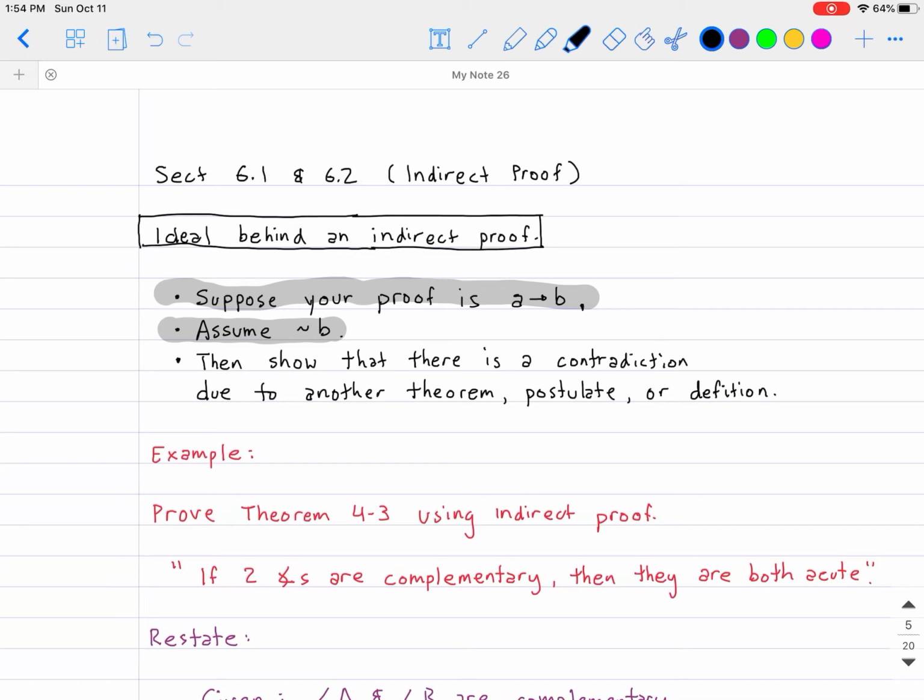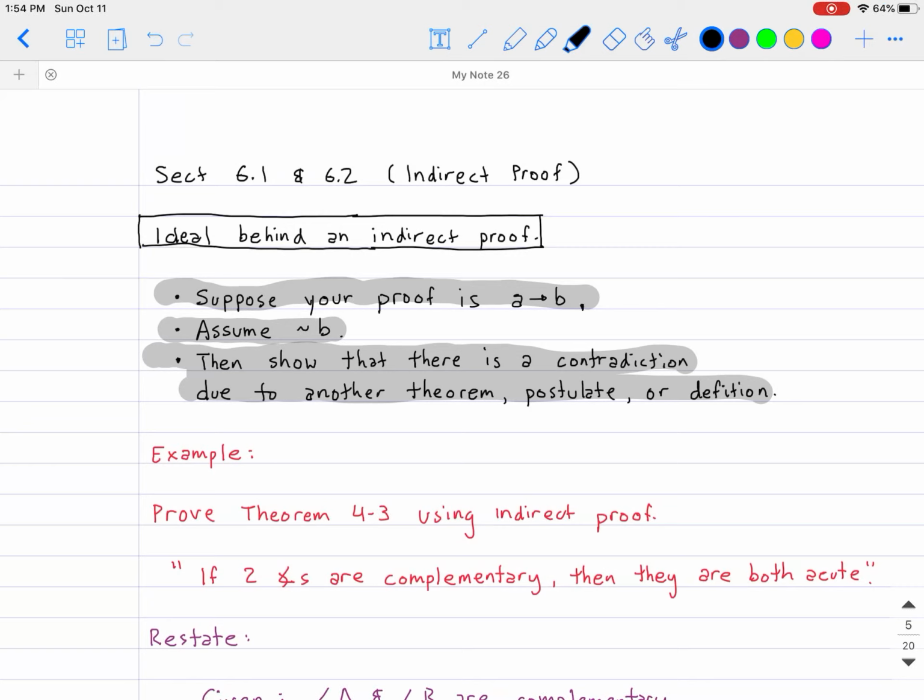What I'm going to do for an indirect proof is assume the negation of what I am trying to prove. That is to say, if you're trying to prove, for example, that something is equal to 5, then I'm going to assume that it's not equal to 5. Kind of strange, right? But when you make this assumption, when you write the proof, there will be a contradiction.